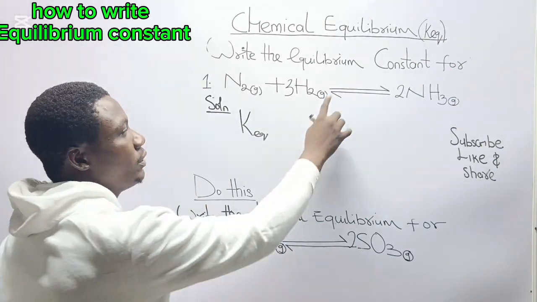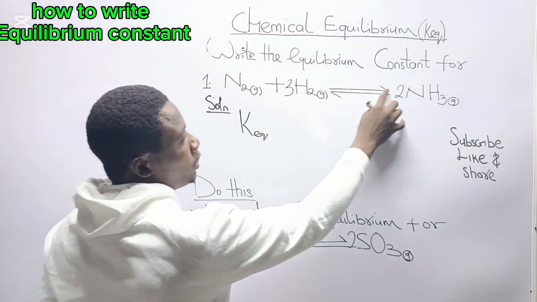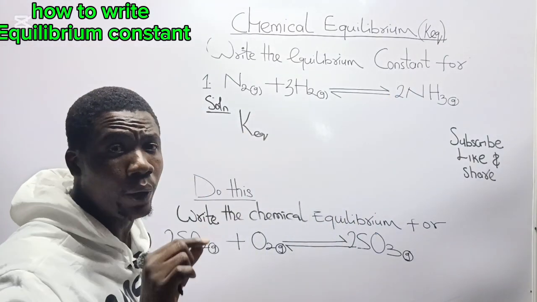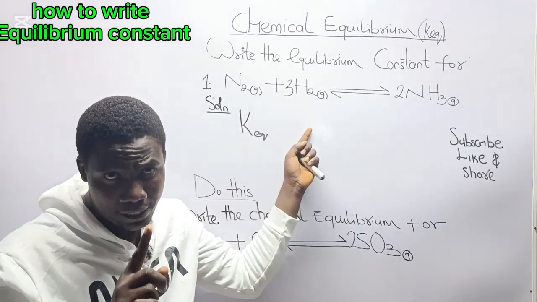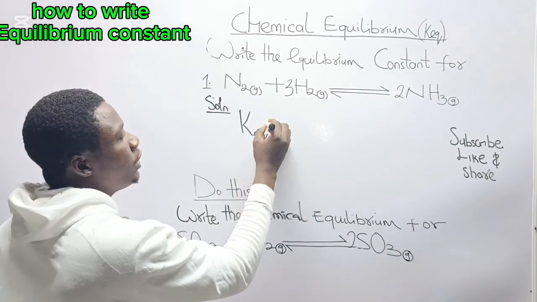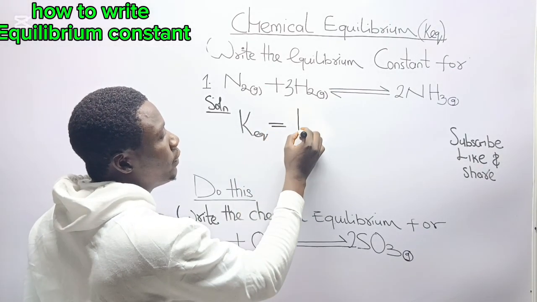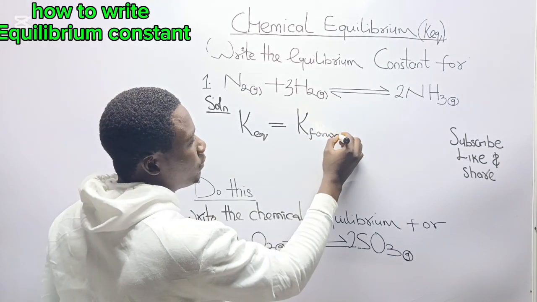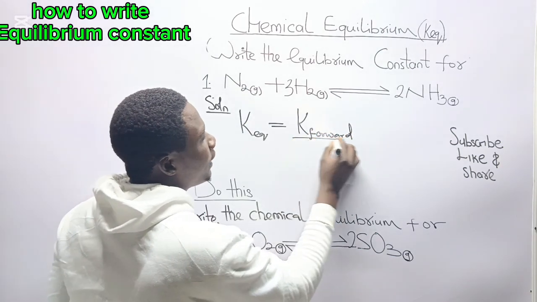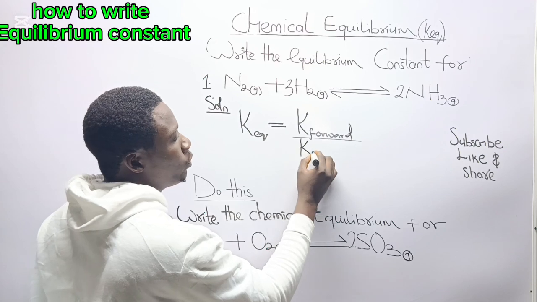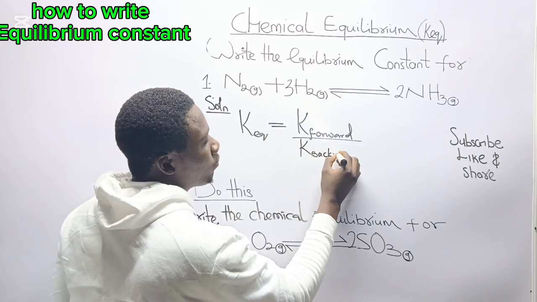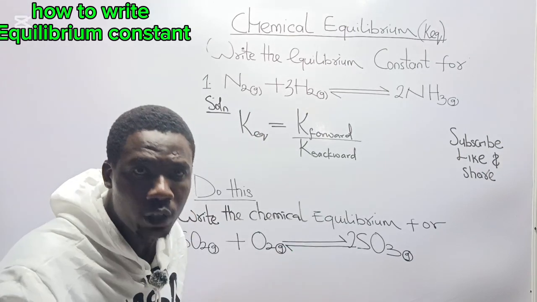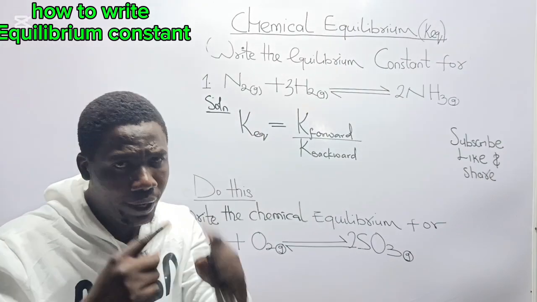As you can see, this reaction can proceed to the right. It can also proceed to the left. So if you want to write the equilibrium constant for a reaction like this, simply do this. It is equal to the rate constant for the forward, yes, for the forward, divided by the rate constant for the backward. That is the general formula for writing the equilibrium constant for a reversible reaction.